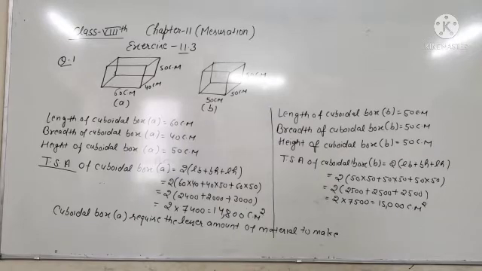Okay, now put all the values in total surface area and find out the total surface area of both the boxes, cuboidal box A and cuboidal box B. After that you can see in cuboidal box A total surface area is 14,800 centimeter square, and in box B total surface area is 15,000 centimeter square. It means area of box B is greater than A. So you can say cuboidal box A required the lesser amount of material to make the box.